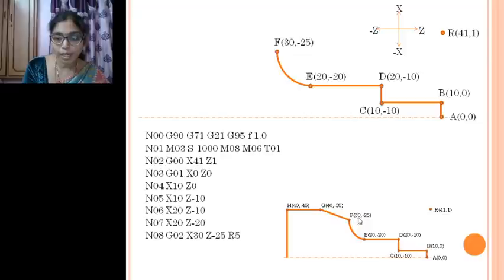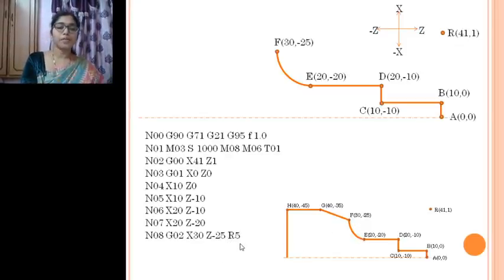So this is the F point, it has to move to X30 and Z minus 25. And what is the radius? The radius is 5 here. What is the radius it has to take to reach that point? So it is R5, right? So G02, X30, Z minus 25, and 5 is the radius. This is the extra thing which comes in circular interpolation. So we have to define the radius.